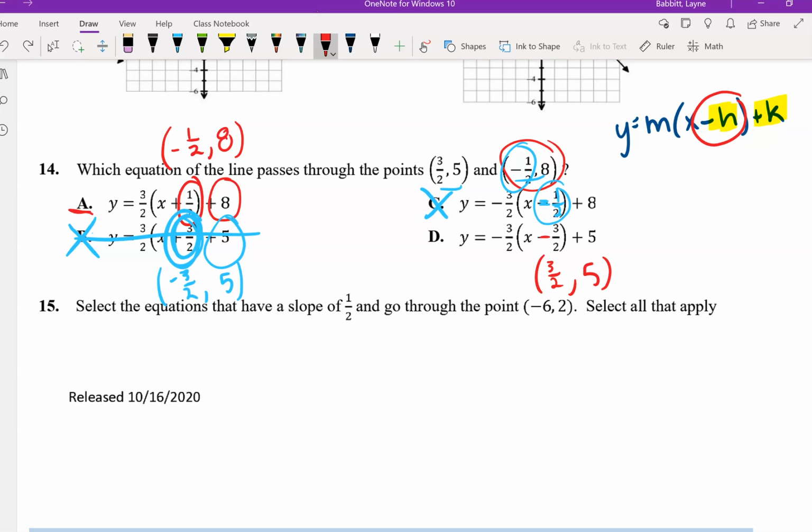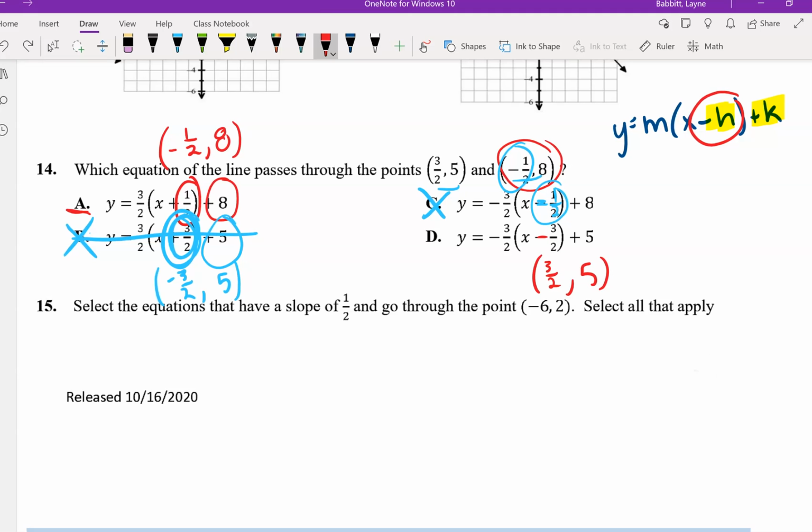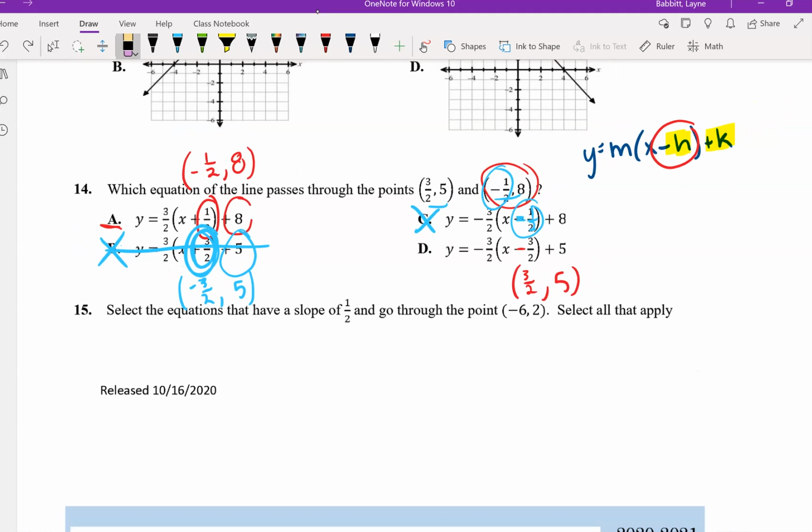What I would now do is plug in the other point and see if it works. Or if you want to, you could graph. If you're more visual, you could graph. But I'm just going to plug in. I'm going to erase some stuff because it's really messy right now. But I'm going to plug in the point 3/2, comma, 5 into this equation, because I know that it contains the point negative 1/2, 8 because of this part, but I want to see if it also contains this point. All right, so I'm going to plug 5 in for the y and 3/2 in for the x.